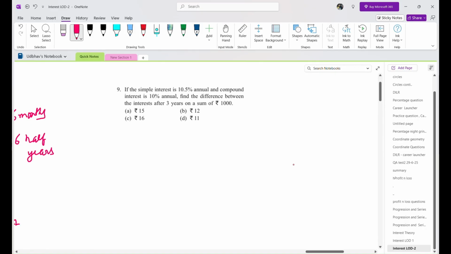If the simple interest is 10.5% annual and compound interest is 10% annual, find the difference between the interest after 3 years on a sum of 1000. We cannot use the formula because that formula is for 2 years and we have to find for 3 years. Let us write the sum is 1000. We are first calculating simple interest. 1000, what is the rate? 10.5. It is for 3 years upon 100.